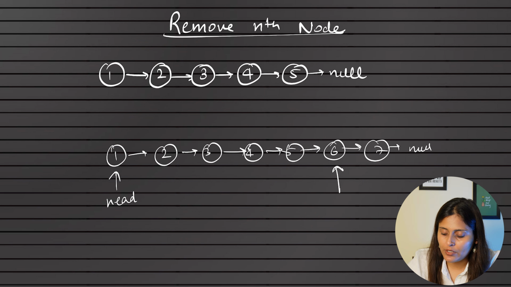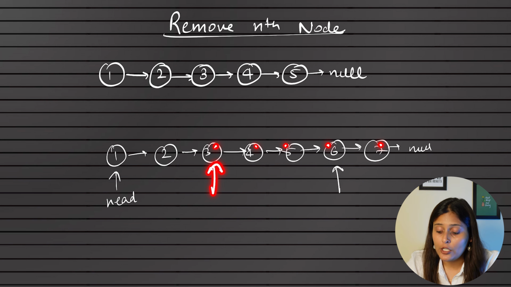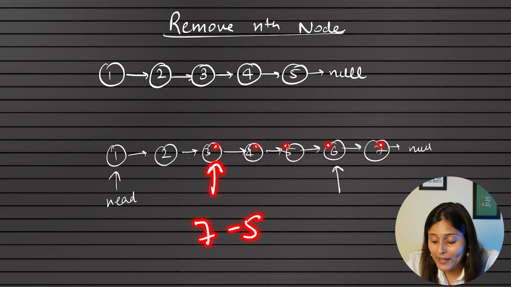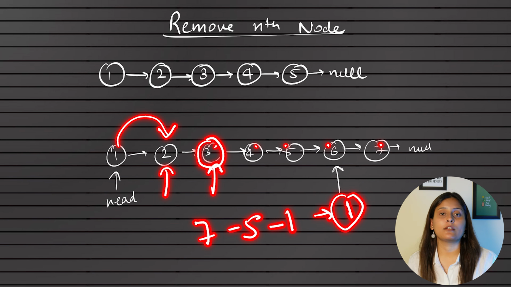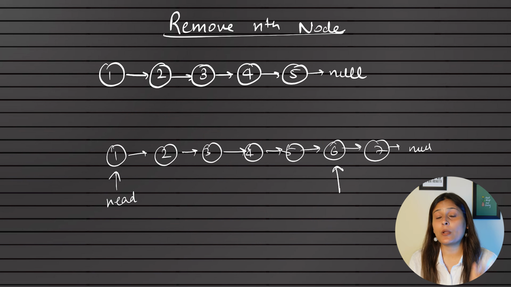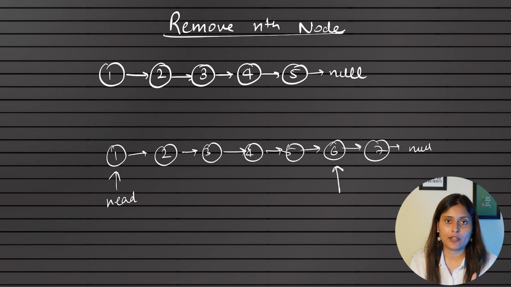Let's take one more example. Suppose in this case we have to delete this, like 1, 2, 3, 4, the fifth node from the end. So total nodes 7 minus 5 means 2, minus 1 extra. So only 1 jump. So if we have to delete 3, we have to be present here. How many jumps? 1. Done. It means total length minus position minus 1 jumps we have to take.